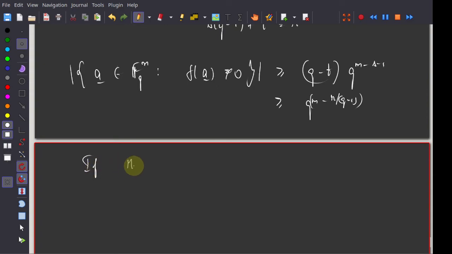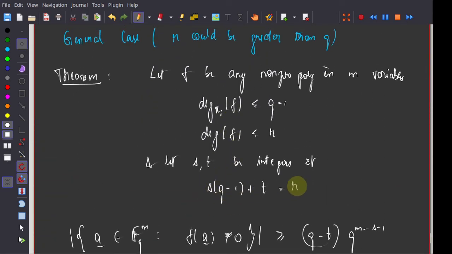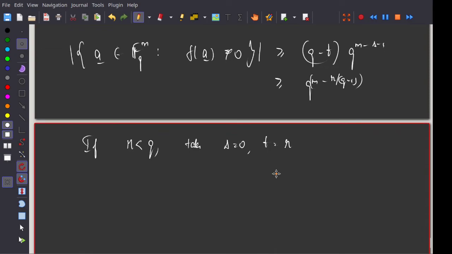If r is less than q, then take s equal to 0, t equal to r. So this basically satisfies this equality, s equal to 0 and t equal to r. Then the RHS is equal to (q minus r) times q to the m minus 1, which is q to the m minus r q to the m minus 1.